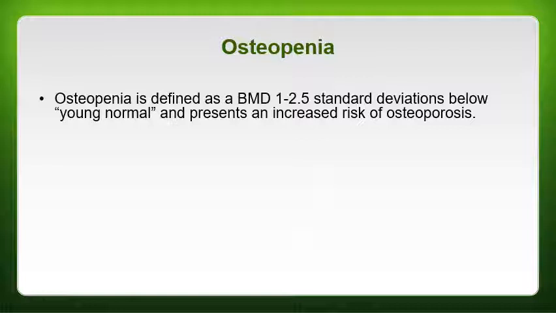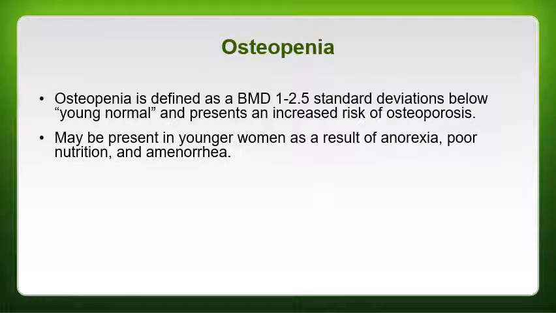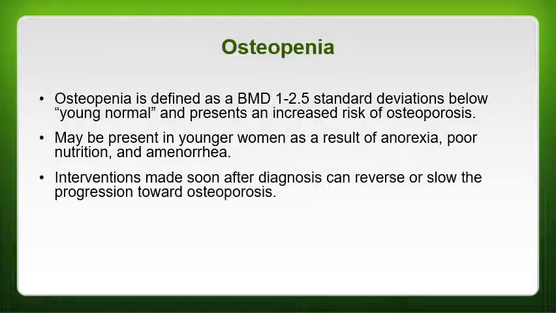So in many situations, somebody will get diagnosed if they find this out early on. They'll get diagnosed with osteopenia before osteoporosis. Again, this may be present in younger women as a result of anorexia, poor nutrition, and amenorrhea. So, much like osteoporosis, we again have your similar risk factors.